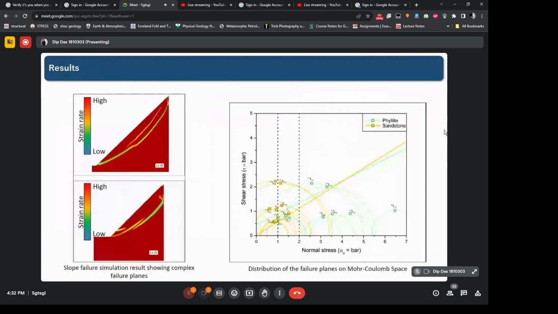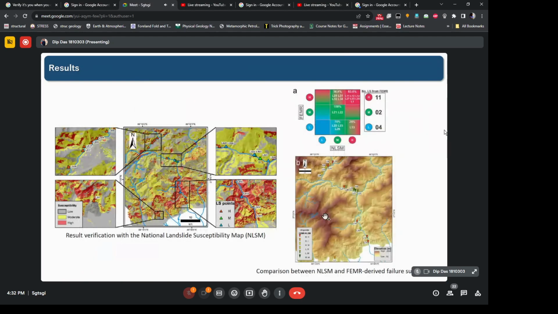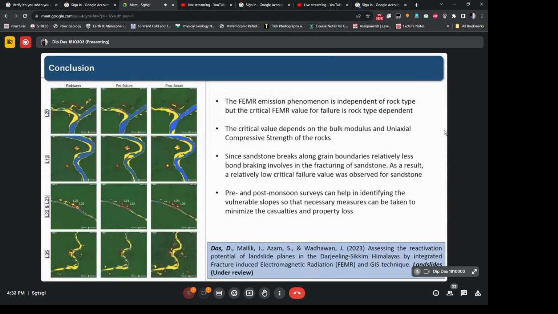Why? Because you see that most of the sandstone slopes are showing very low stress values, whereas for the phyllite slope, the range varies quite largely. And then the critical value of the FEMR pulse depends on the bulk modulus and uniaxial compressive strain of the rock, because the harder the bond strain, the more energy will be required to break it. So this manuscript is submitted in the journal Landslides, and is currently under review.